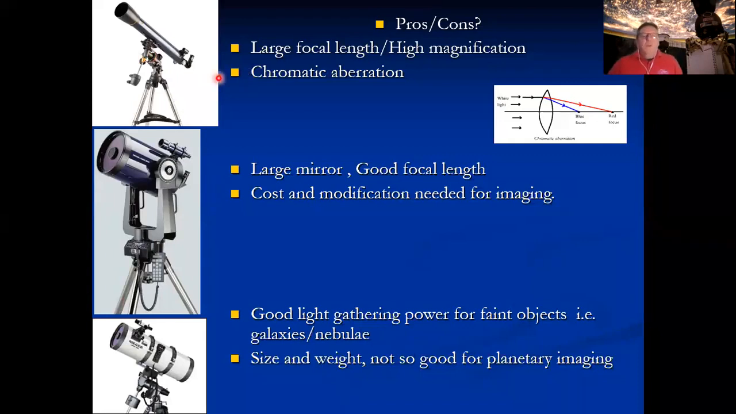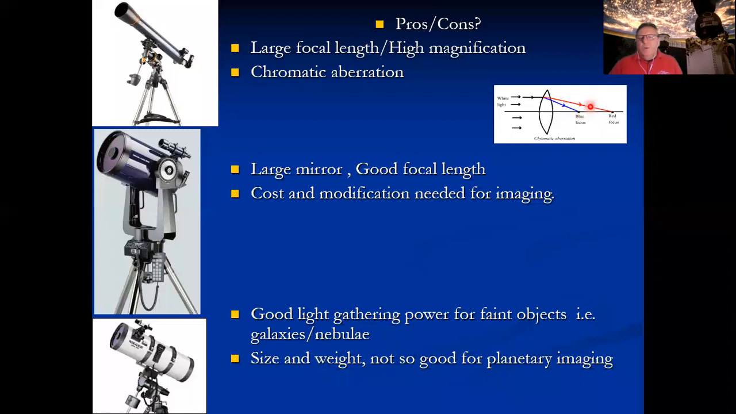You've got your usual refractor telescope, which has a lens at the top here, your eyepiece at the bottom. And the pros and cons on them, as I said: you get a large focal length, which is a pro because it gives you high magnification. But the bad thing about these is the chromatic aberration, which basically means as the light comes through the lens, it actually hits.